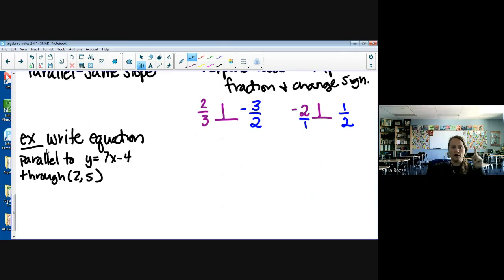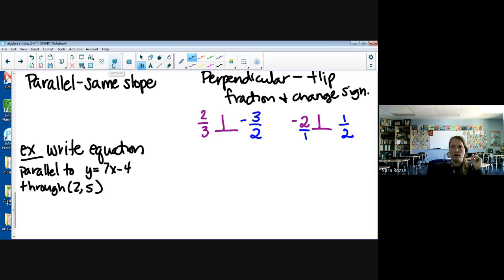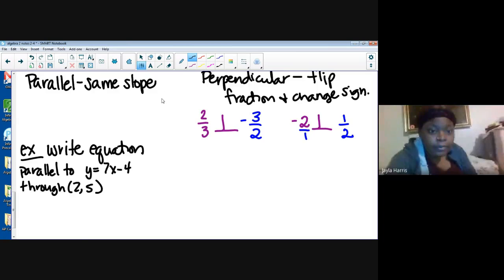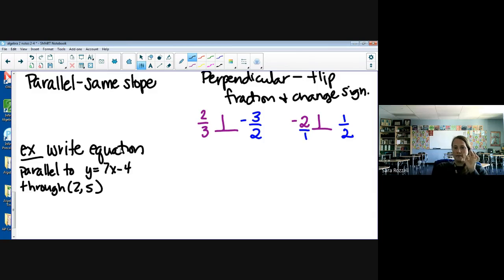All right. What do we know if it says parallel? Parallel means it's going to be the same slope. Okay. So that means that if we look at this equation and we identify what that slope is in this equation, we're going to use that same number. Okay. So if you see y equals 7x minus 4, what is the slope of this line?